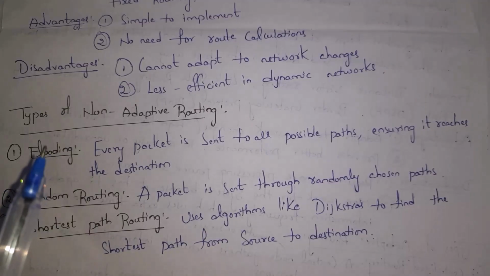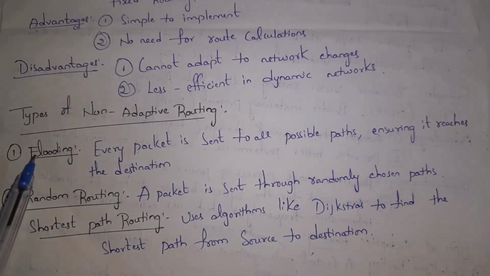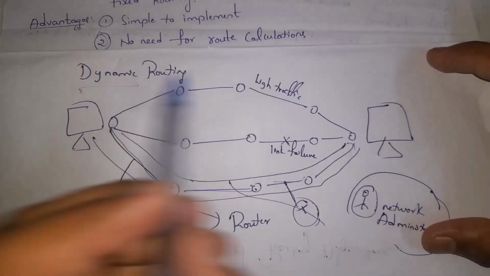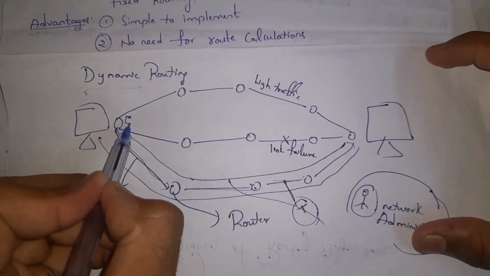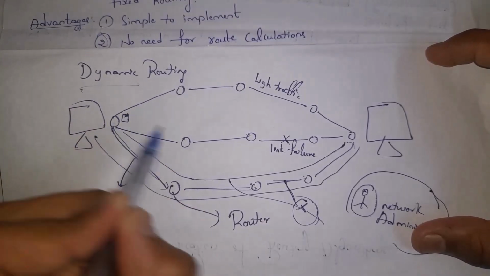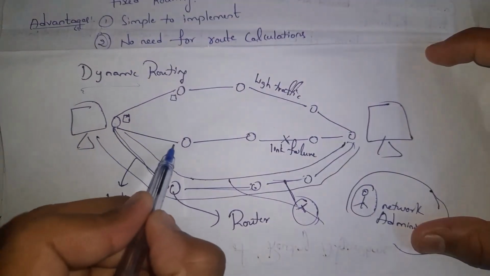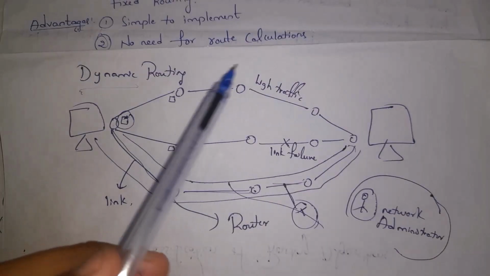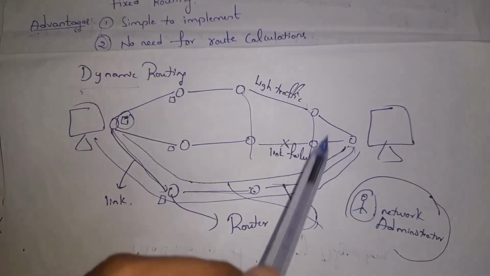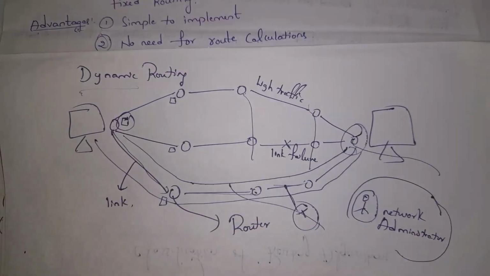There are three types of non-adaptive routing. And the first one is flooding. In flooding, each data packet is transferred to all connected routers. For example, this computer wants to send data to this computer. So this data packet is transferred to all these connected routers. So data packet is transferred to this router, and this router. Similarly, these routers will transfer data to their connected routers. Similarly, data will be transferred to these routers, and these routers. So data will keep on flooding until data has successfully reached the receiver.